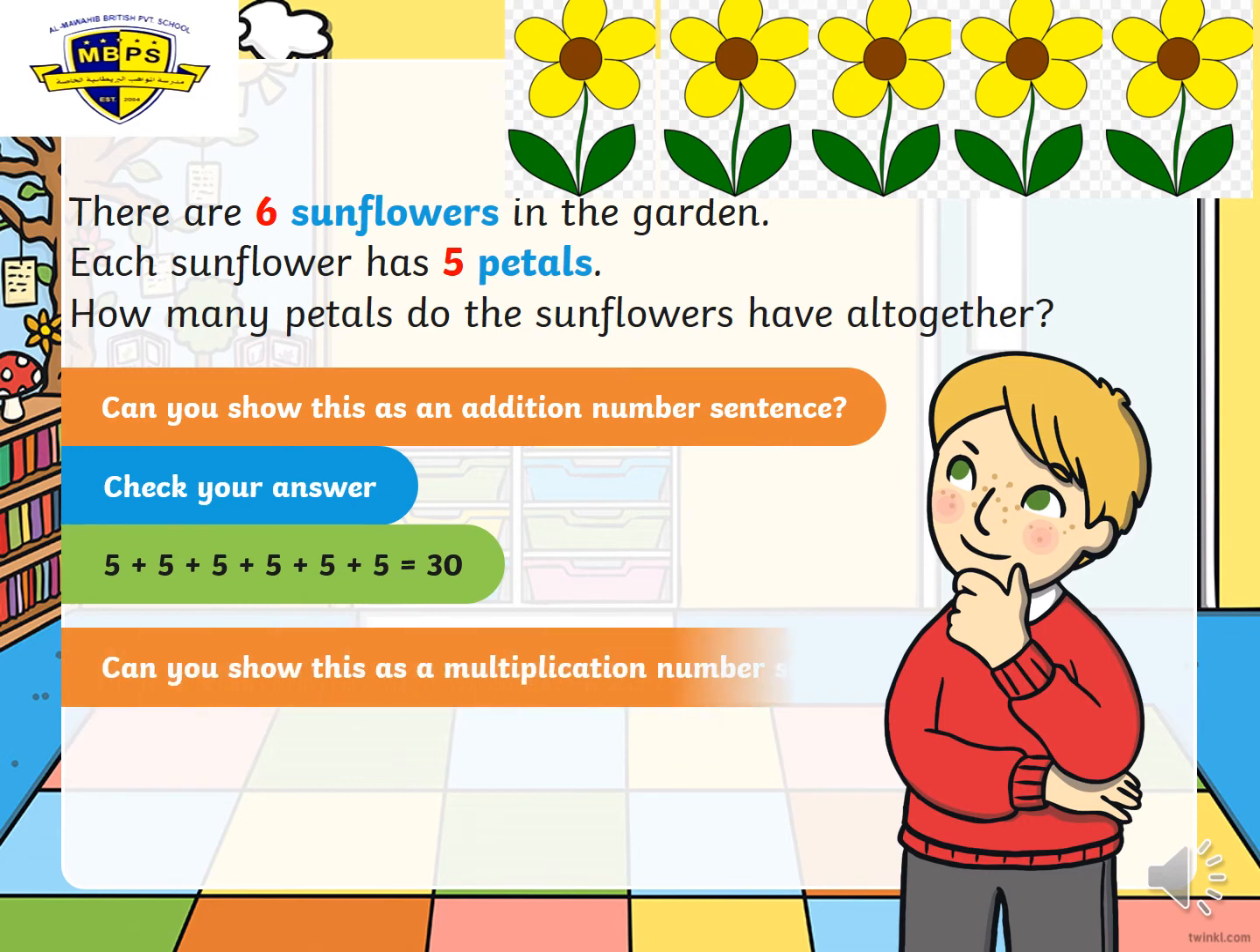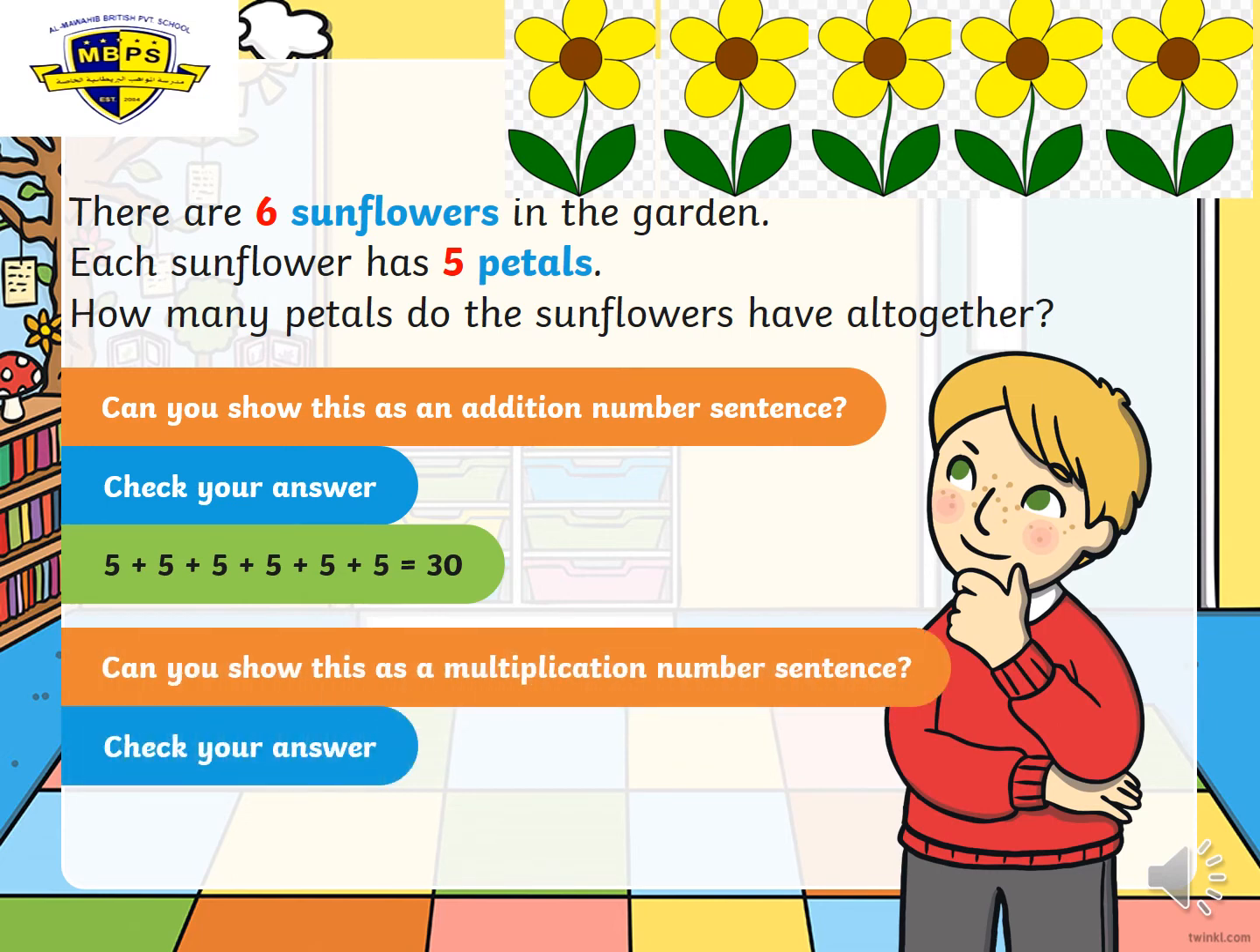Now, can you write a multiplication sentence? I give you time to write the sentence. Start to write a multiplication number sentence.